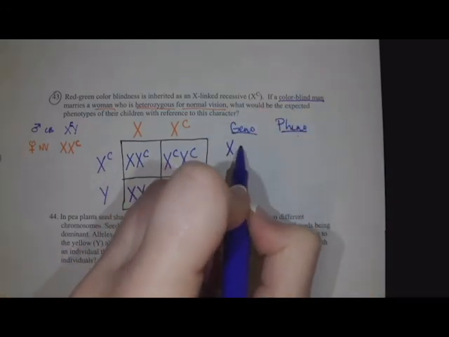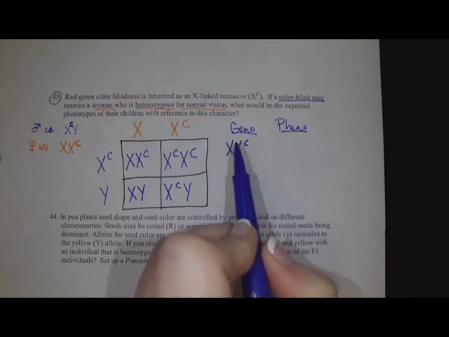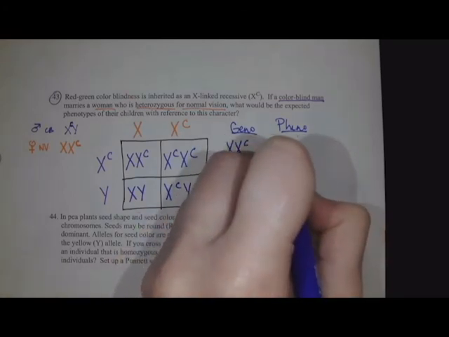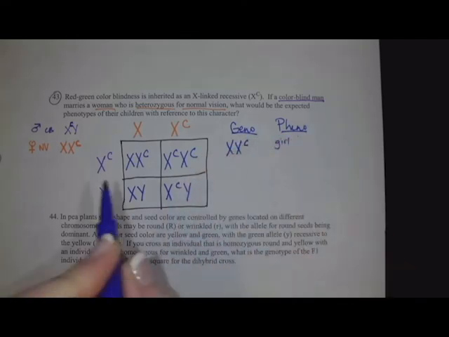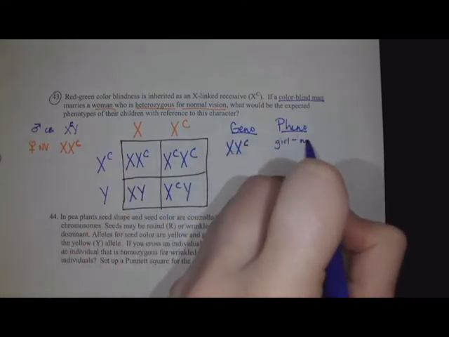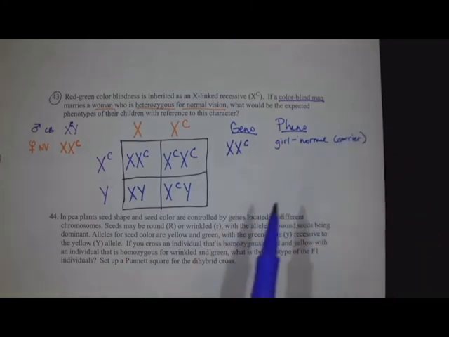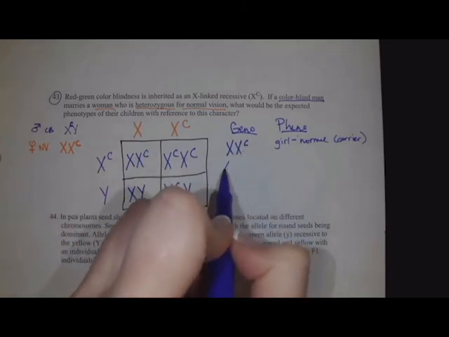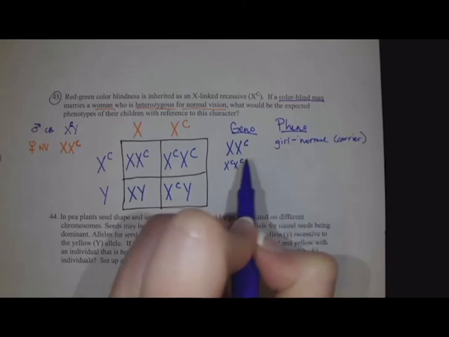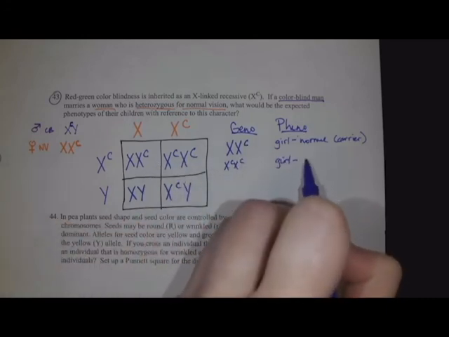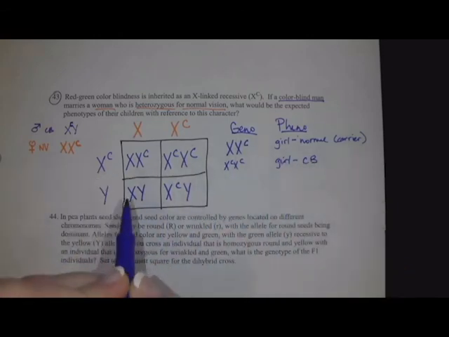Okay, so the first one we have is XXC. We only have one allele present in this female, so we know it's a girl, normal, or you could say carrier. Either one is fine in this case because you can't look at somebody and tell they're a carrier. So phenotypically she's normal. Okay, our second one, we have XCXC. Since it's a girl and there are two copies of this allele present, she is going to be colorblind.